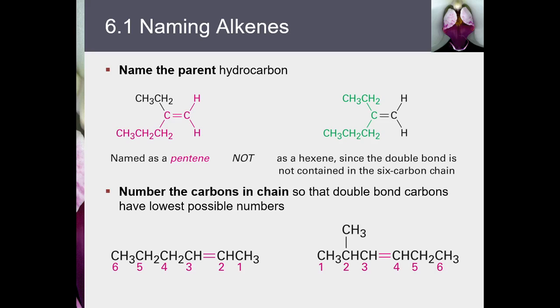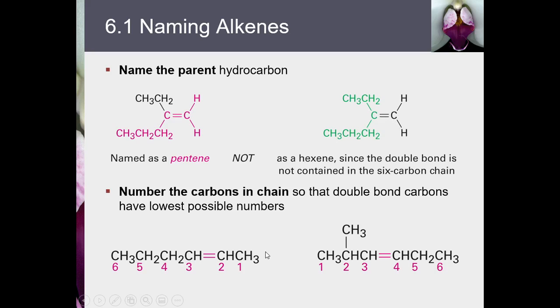Now for the naming, so ito ay review na lang. So we have rules in naming your alkenes. So the first one is you name the parent hydrocarbon na dapat kasama yung double bond. Hindi dapat lalagpasan. So for example, this one, so this will be 1, 2, 3, 4, 5. So dapat madaanan yung double bond. So it will be pentene. Hindi siya magiging hexene kasi kinalimutan yung double bond dito.